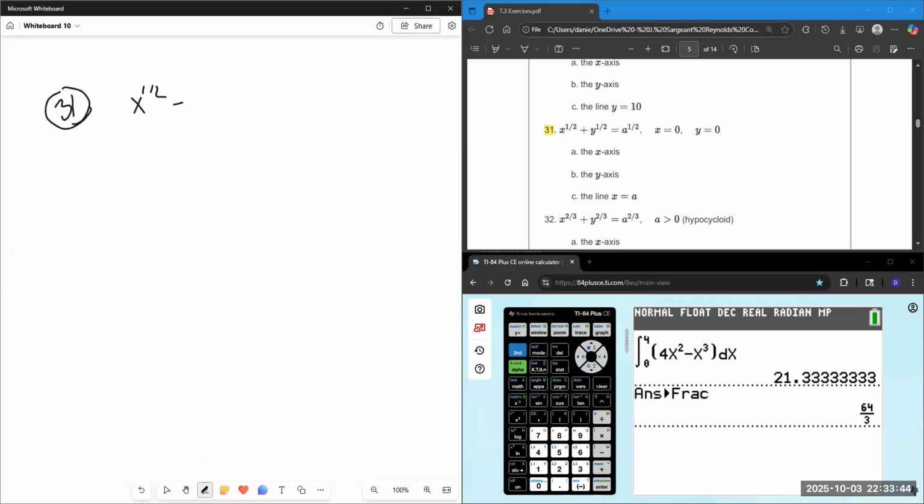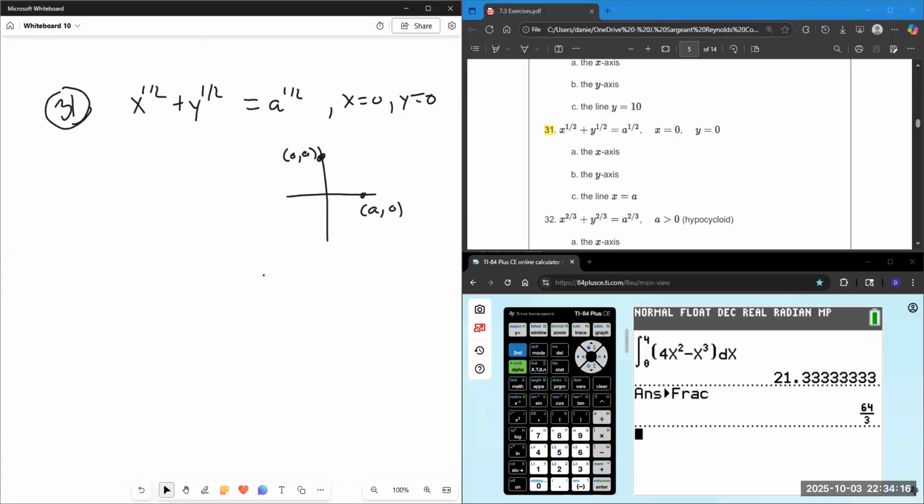X to the 1/2 plus y to the 1/2 is equal to a to the 1/2. X equals 0, y equals 0. Let's take a look at what that graph might look like. When x is 0, then y is going to be equal to a. So we have a point 0, a. When y is 0, x is going to be a. So we have a point a, 0.